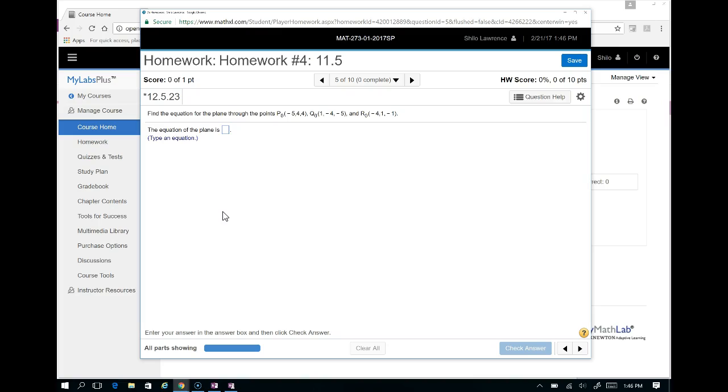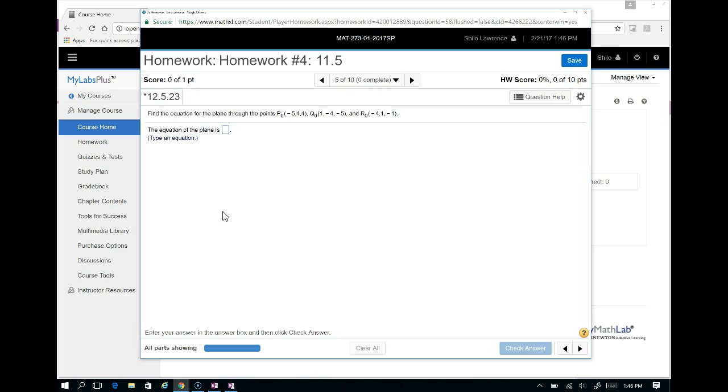Does that look familiar? Equation of a plane through 3 points? Won't you have to do 2 vectors and do a cross product? Yep. And then the magnitude? No, we don't need magnitude. We just need to make 2 vectors and cross them.